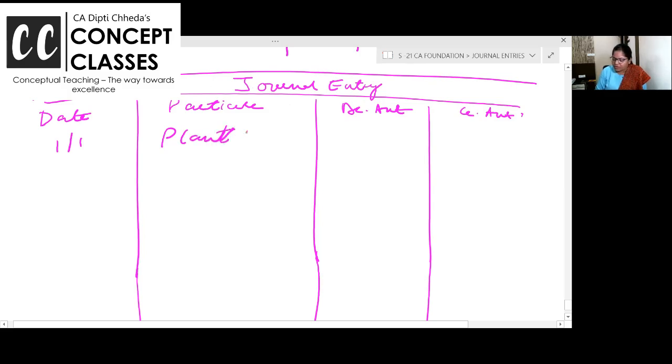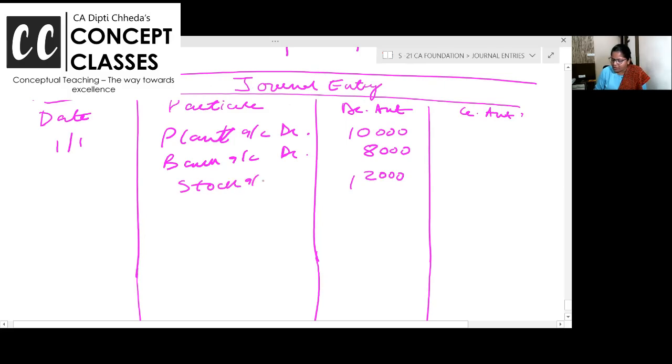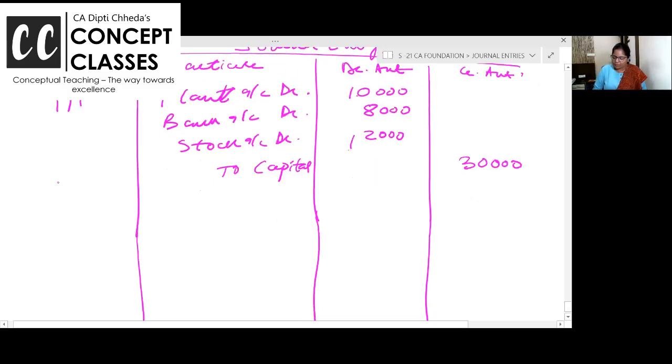Plant is a real account. Debit what comes in. Bank is a personal account. Debit the receiver. Bank is receiving 8,000. Plant is coming in, 10,000. And stock. Debit the stock because it's a real account. Stock is coming in. And this is all introduced in the business. Proprietor brings capital 10, 20, 30. But for 30,000 capital, he's not bringing everything in bank. He's bringing some plant, some stock. Okay?